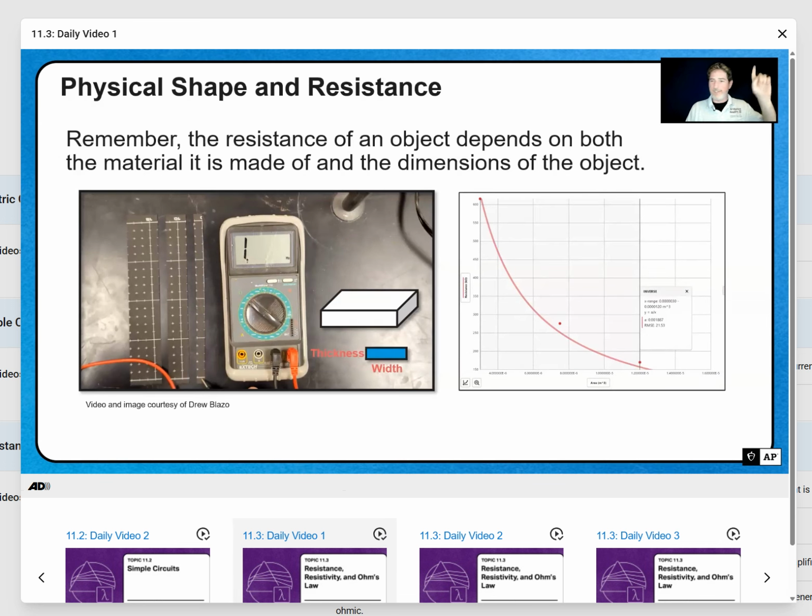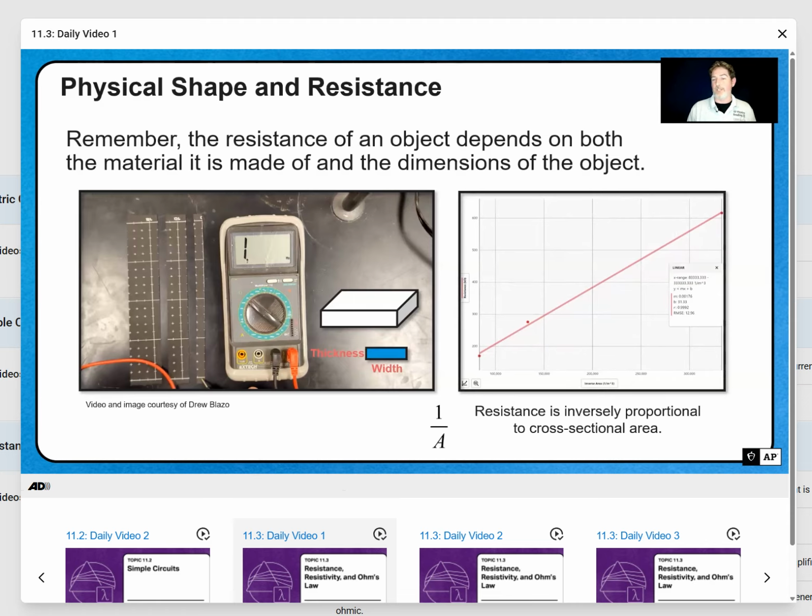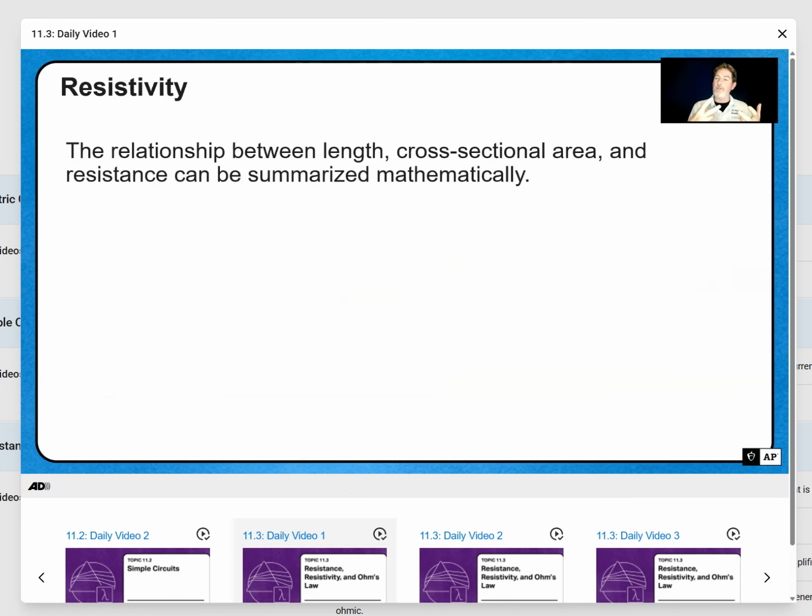And it's not linear. It's got a nice little curve to it, and you should be able to identify that curves like this mean the relationship is inversely proportional. So we can graph instead 1 over the cross-sectional area, and we'll get a linear graph. So we're able to see that the resistance is inversely proportional to the area of the material. Pulling all this together, we can come up with a mathematical relationship that summarizes how the length and the area of the material affect its resistance.